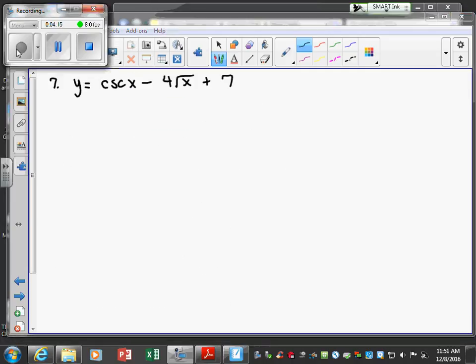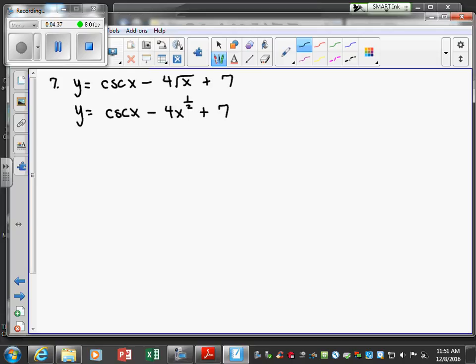Okay, so if I'm given cosecant x minus 4 square root of x plus 7, what do you suggest about this term? We rewrite it. Yeah, anytime we can rewrite and make it easier to do our rule, we would like to do that. So that would be x to the 1/2 power. And now we're ready to take the derivative.